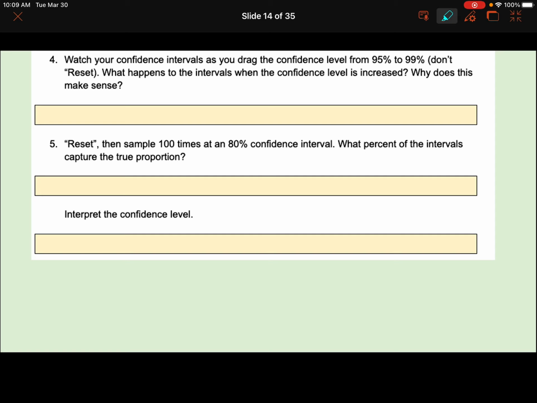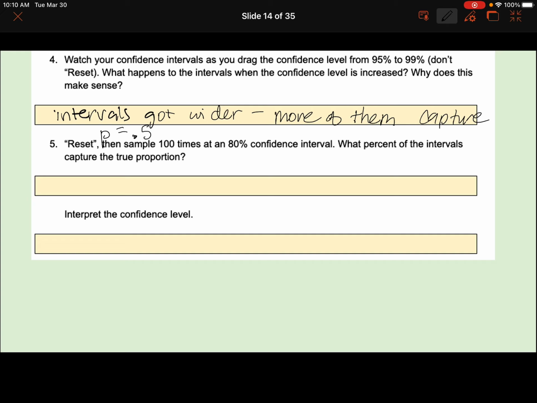Okay, so your intervals, hopefully what you were seeing is that they were getting wider. And the reason why is that we need wider intervals in order to be more confident. So the intervals got wider, more of them capture the true proportion. You need to have wider intervals in order to be more confident.